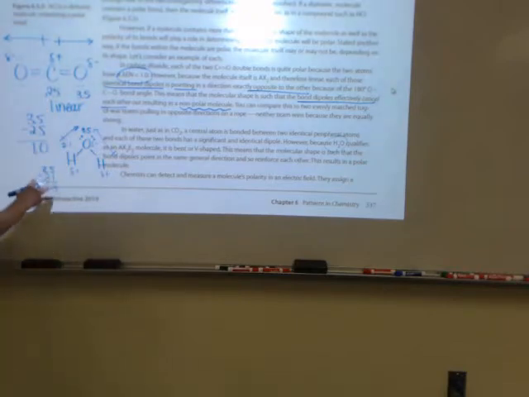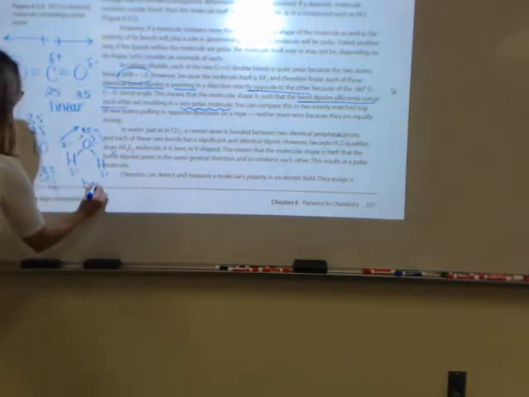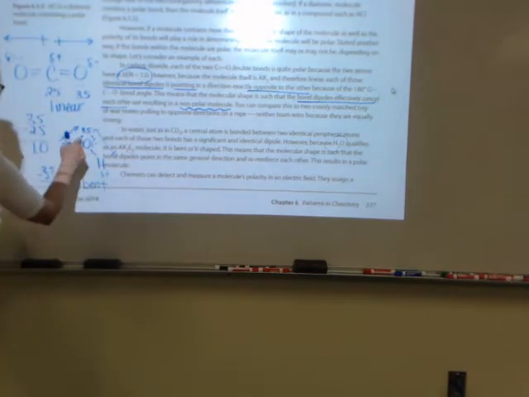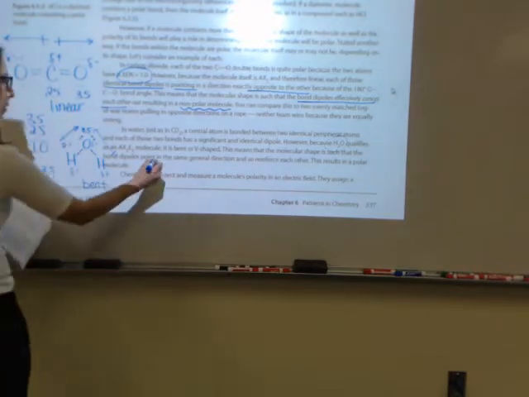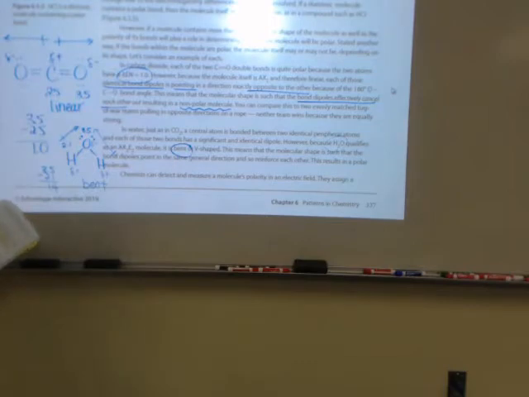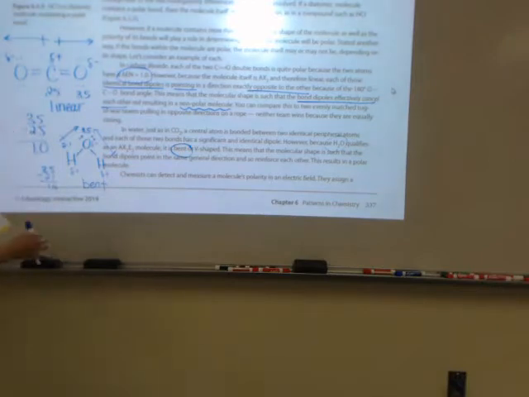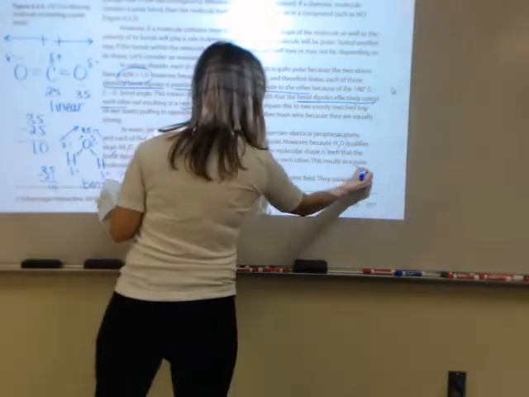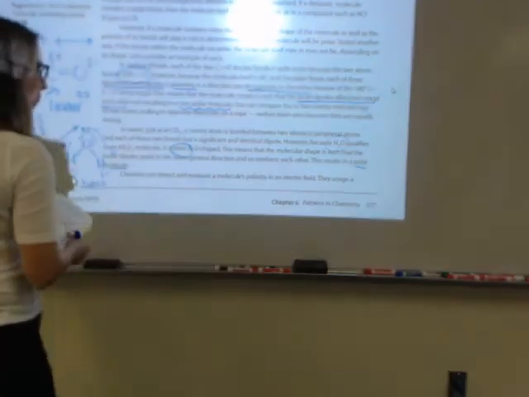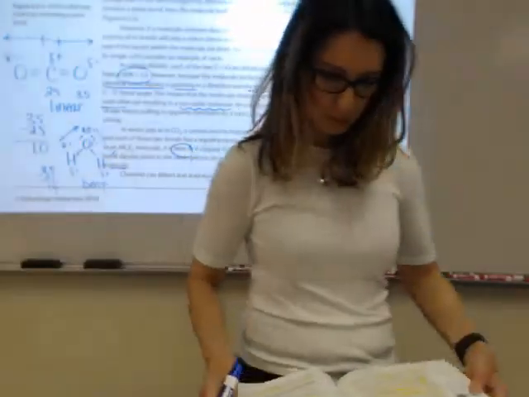Now, although I have polar bonds, I need to look at the shape. This is a bent molecule because it is AX2E2, okay? Now, this means that these bond dipoles point in the general same direction, which is upwards, so they're reinforcing each other. So that means that this is a polar molecule, okay? Let's go on to the next page.